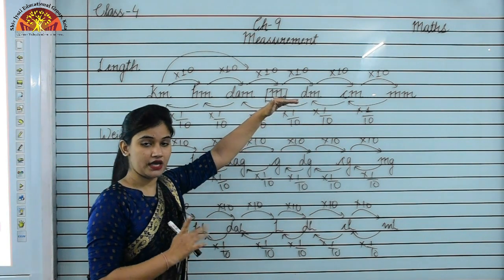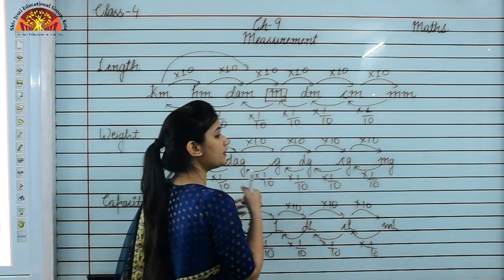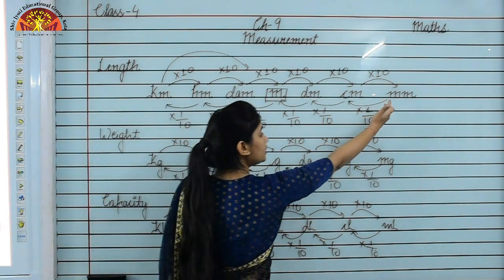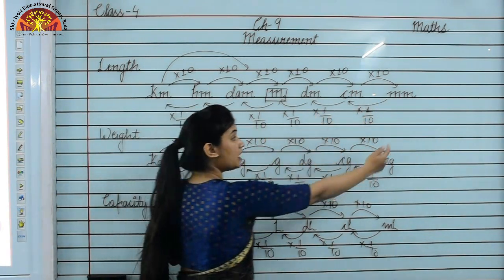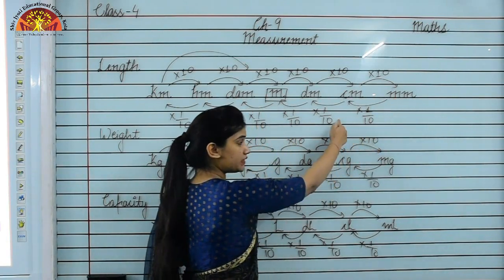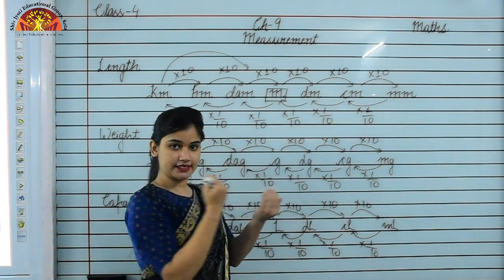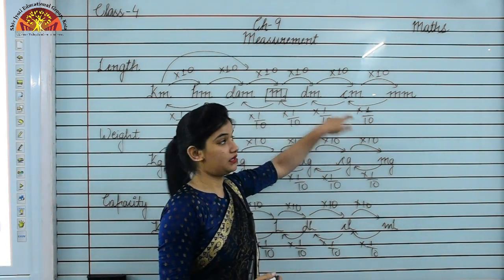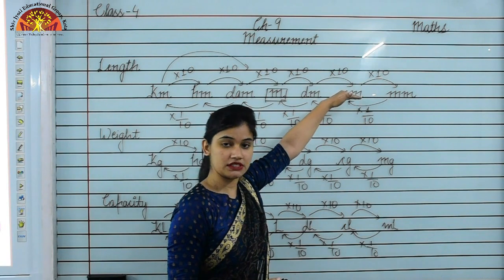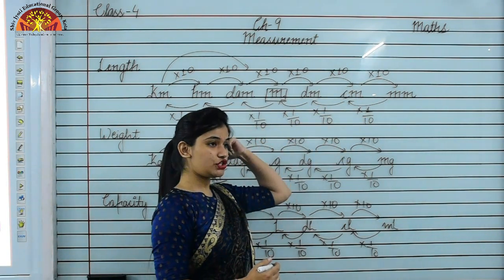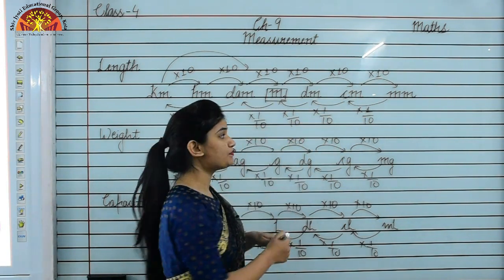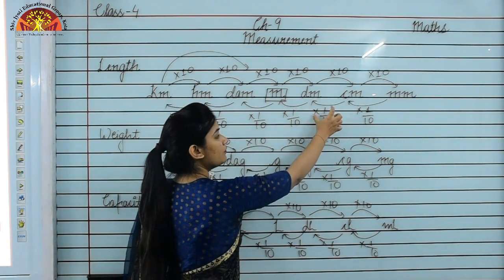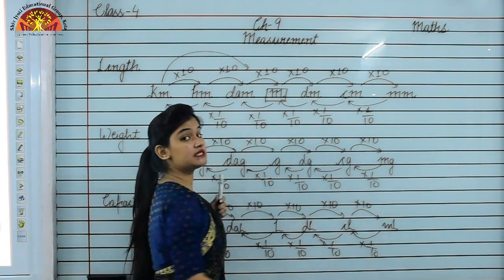When we go this way, we multiply by 10. But suppose we have to convert a smaller unit into a bigger unit, for example millimeter to centimeter. It means we are coming in this direction. इस direction में आ रहे हैं. Whenever we are coming in this direction, we have to divide by 10. यहाँ जा रहे थे तो क्या कर रहे थे? Multiplied by 10. Now we are going in this direction, so we will divide by 10. If we are converting centimeter to decimeter, we have to do 1 upon 10, it means divided by 10.